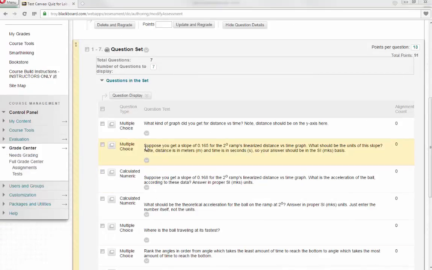Okay, the second question on this quiz says, suppose you get a slope of 0.165 for the 2-degree ramp's linearized distance versus time graph. What should the units of this slope be? And then it says, note, distance is in meters and time is in seconds, so your answers should be in the SI, that is MKS, basis.